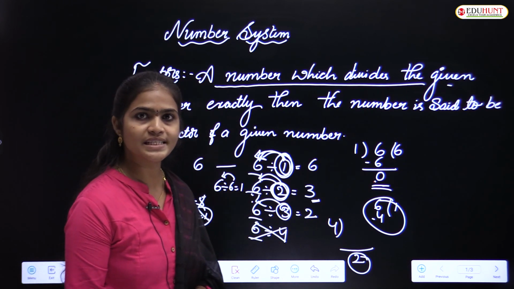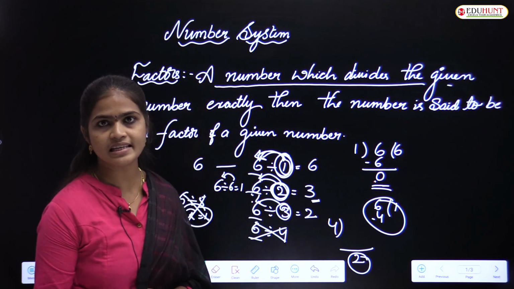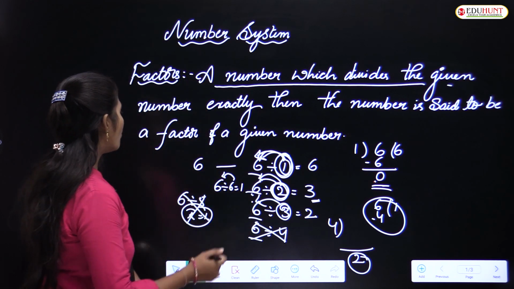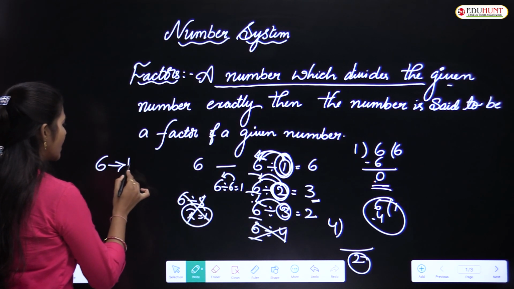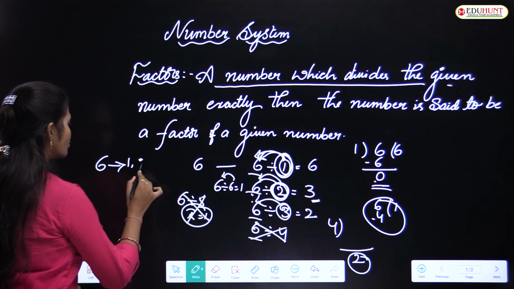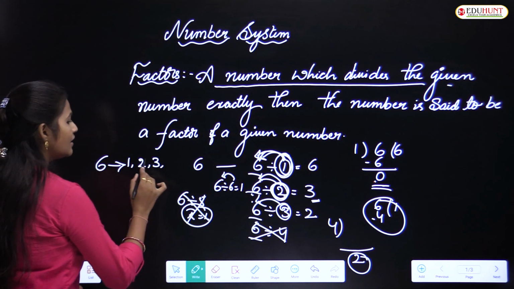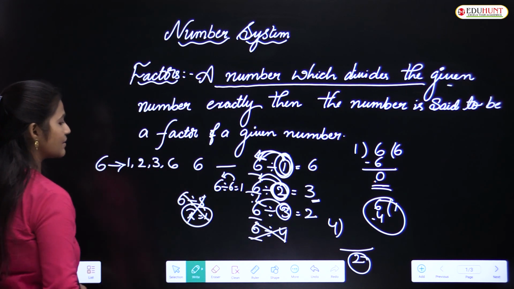6 is a factor of itself. Every number is a factor of itself. Okay. Now what are the factors of 6? The first factor is 1. The next factor is 2, next one is 3 and next one is 6.